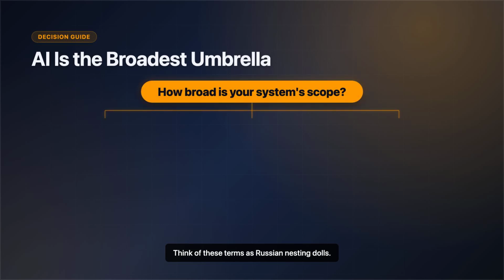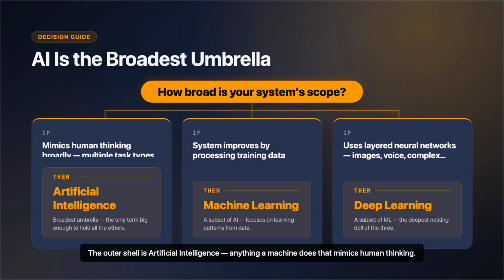Let's slow down here. This is really about knowing which term is the biggest umbrella. Think of these terms as Russian nesting dolls. The outer shell is artificial intelligence, anything a machine does that mimics human thinking. Inside that sits machine learning, where a system learns patterns from data. Deepest inside is deep learning, which uses layered neural networks. Data analytics sits off to the side. It finds insights, but doesn't build thinking agents.